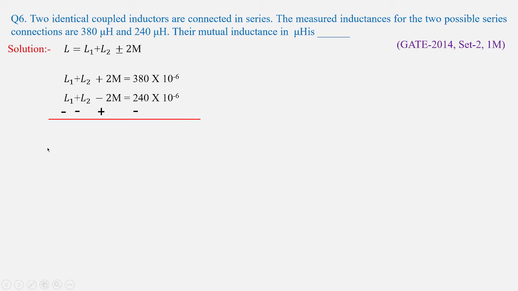So what I'll do, I'll subtract the two equations: L1 and L2 cancel, M remains positive, and we take the difference of the two values. So 4M is equal to 140 microhenries. In fact, M will be equal to 35 microhenries. So this was asked for 1 mark. There was no negative marking for this. The options are not given, and hence you can directly write the value as 35 microhenries.